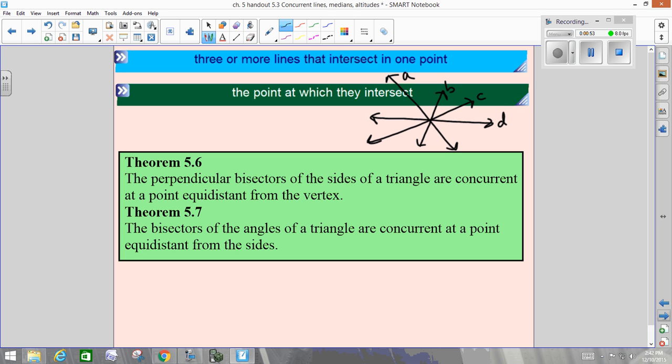So I have 4 lines there, A, B, C, and D. They all intersect at one point. We'll call that point P. That would be the point of concurrency. Those are concurrent lines because there are more than 3 that all intersect at one point.